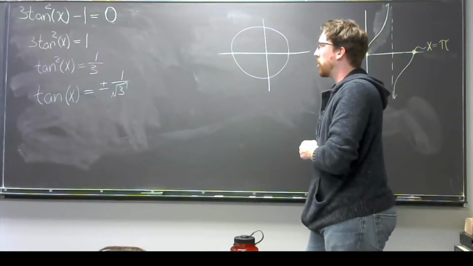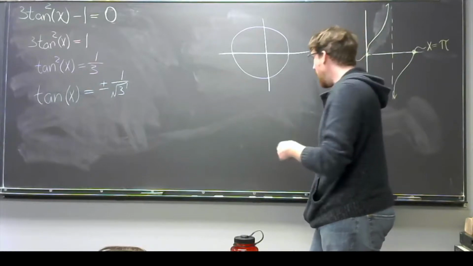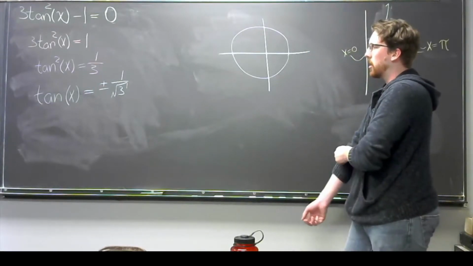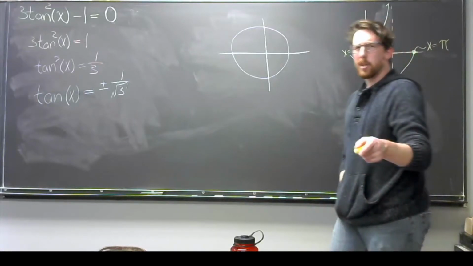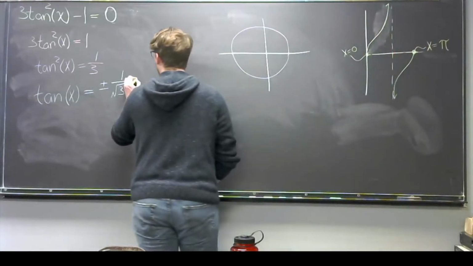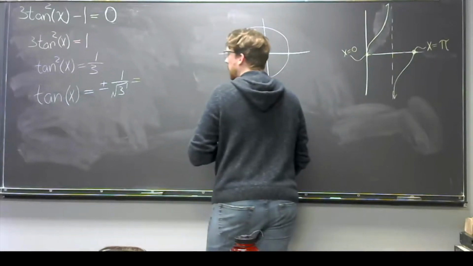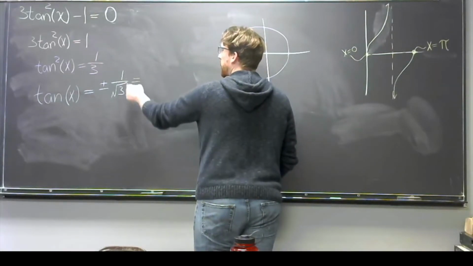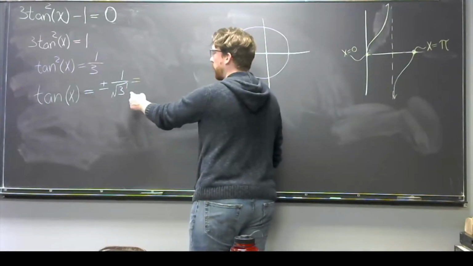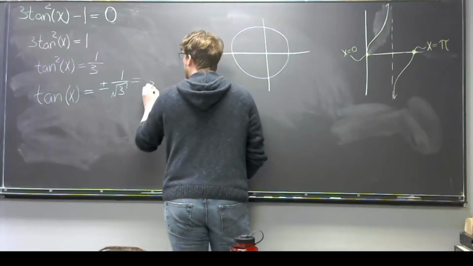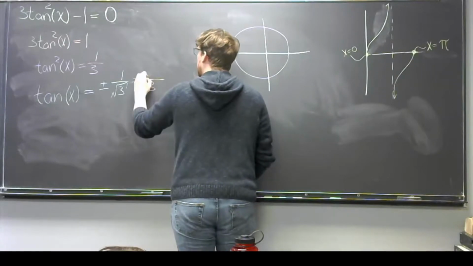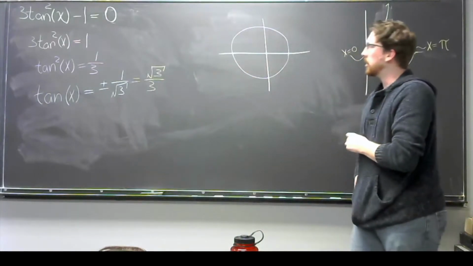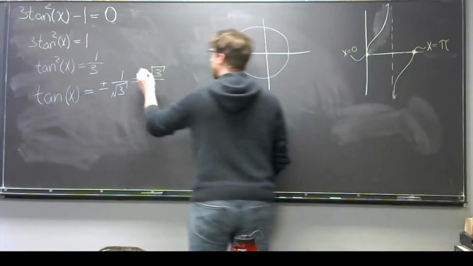All right. Well, I don't like having the square root of 3 in our denominator. So let's go ahead and play with this a little bit. One thing we can do is multiply the numerator and the denominator both by the square root of 3. When we do that, we're going to get the square root of 3 over 3, plus or minus.